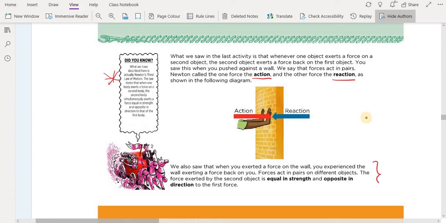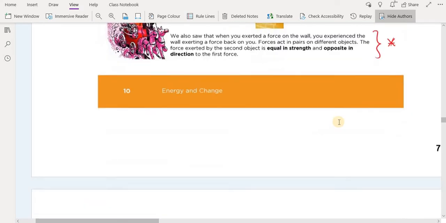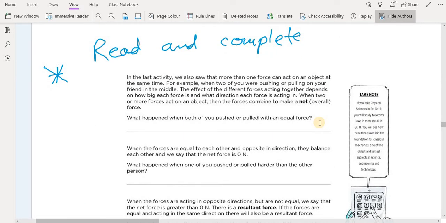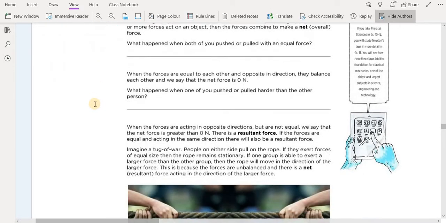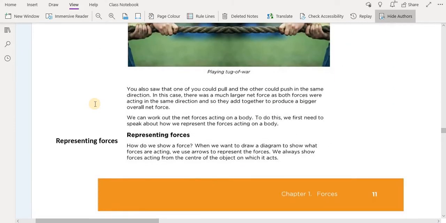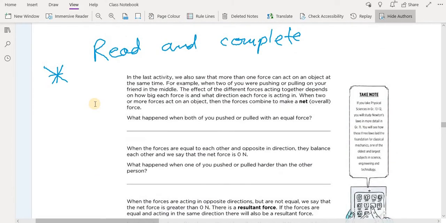And that's this paragraph I was just referring to. Forces act in pairs on different objects. The force exerted by the second object is equal in strength, but opposite in direction. The red arrow is pointing to the right, the blue arrow is pointing to the left. And then just last term I asked you to read through this, and we're just going to finish this page 11 before moving on to the next lesson.